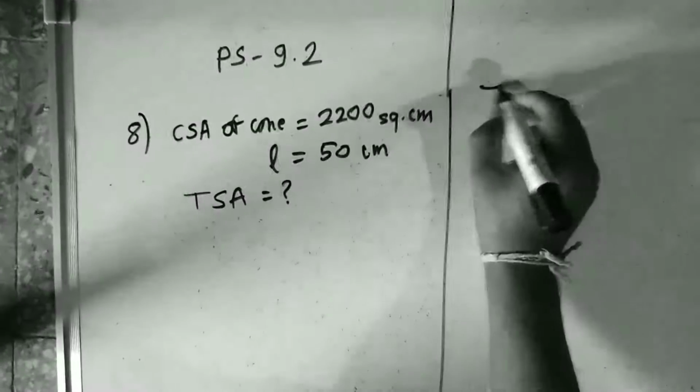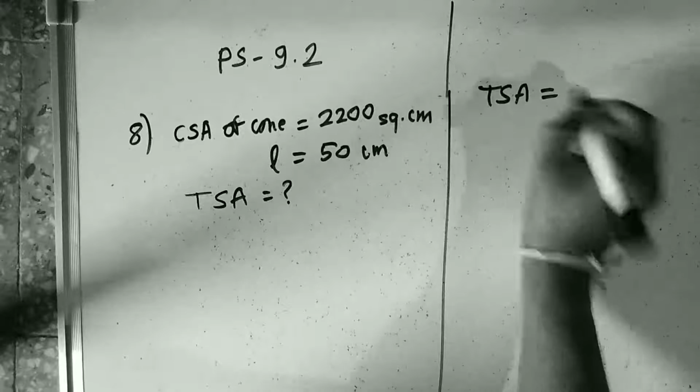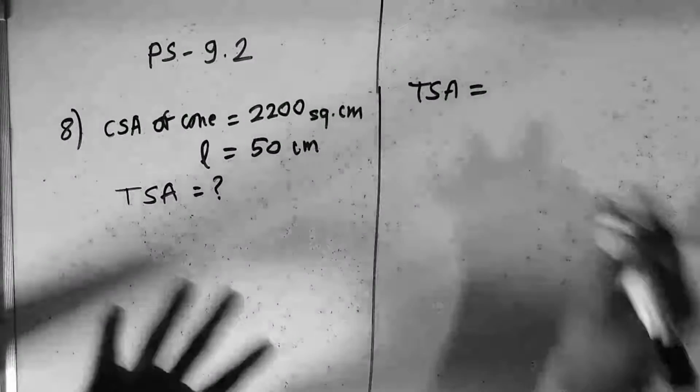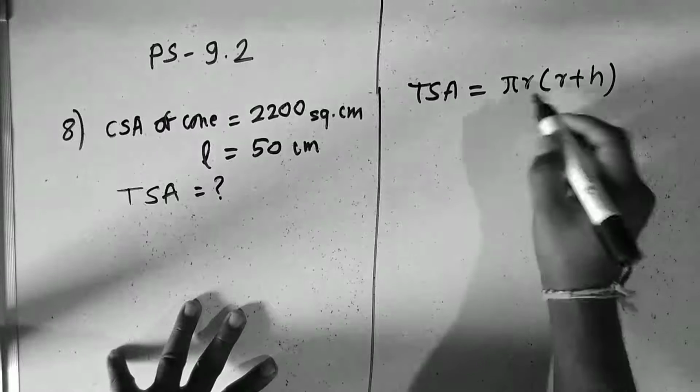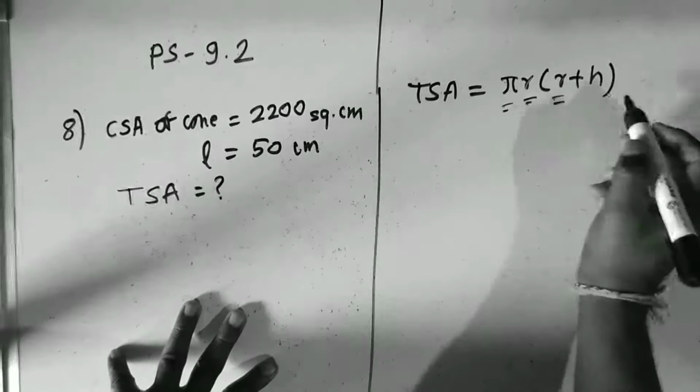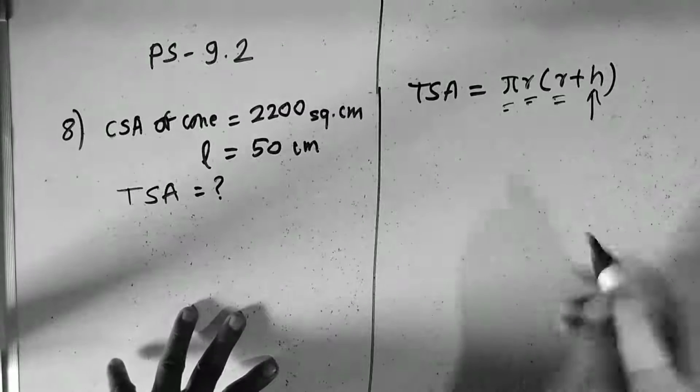Now students, the total surface area of a cone is calculated by using the formula pi r in bracket r plus h. I have only r, I have only pi r, I don't have h. How can I get h?